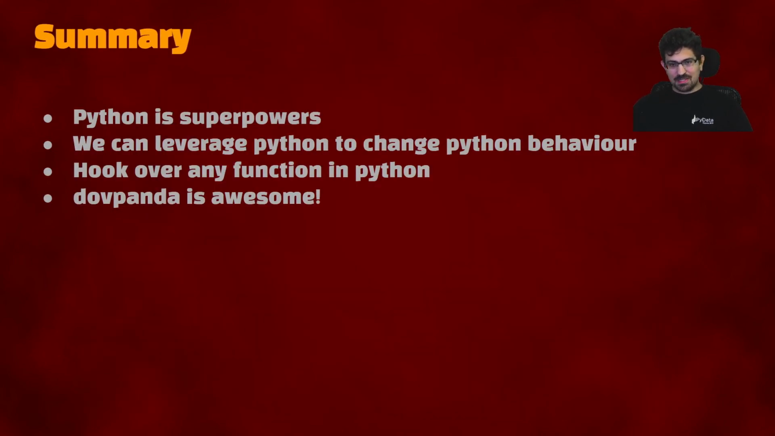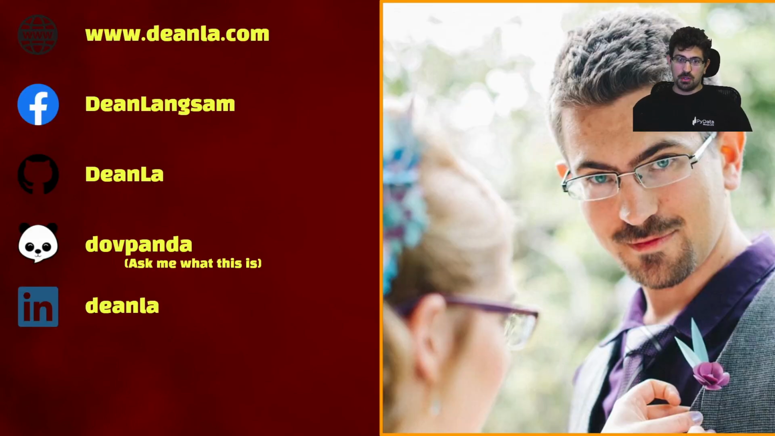So let's sum this up. Python is superpowers, and we can leverage Python to change Python behavior itself. One of the ways we've seen is hooking on a function with every other function, and this will help us write personal code companions, for example. And also the first and currently only example for this personal code companion is dovpanda. It's my package. I like it. I think it's awesome, and I encourage you also to use this.